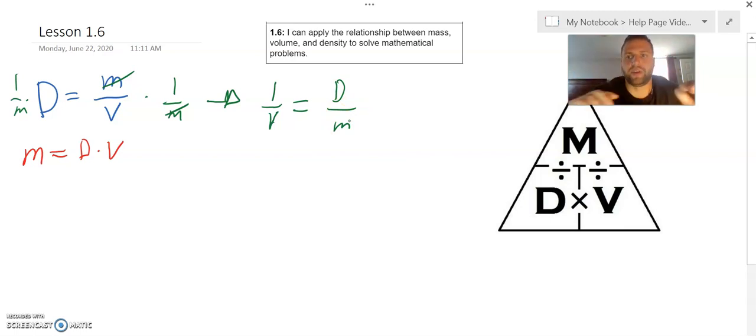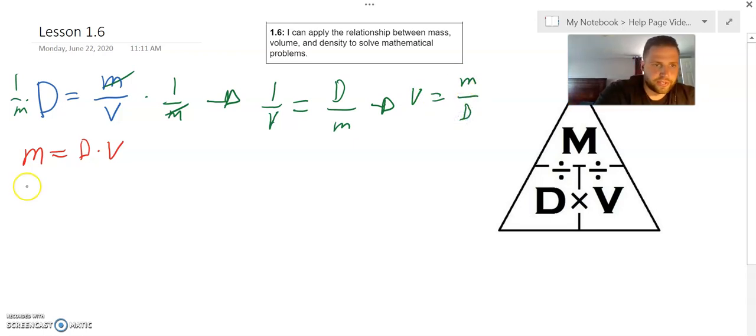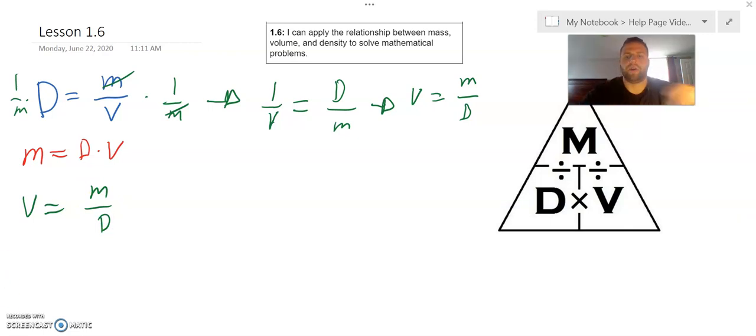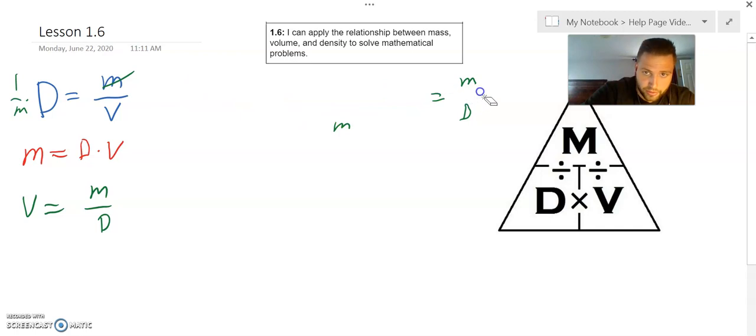Here's the last step. We have to take the reciprocal, and all that means is we're going to switch both fractions upside down. So here's our final step. We're going to get v is equal to m over d. And here's our final equation. Let's write that down here: v is equal to mass over density. Now we'll erase some of our work so we can easily identify the three equations here.